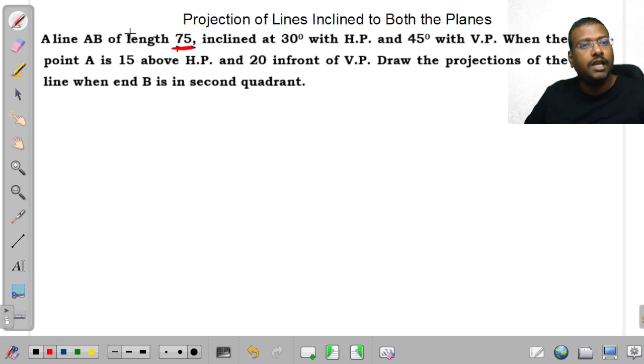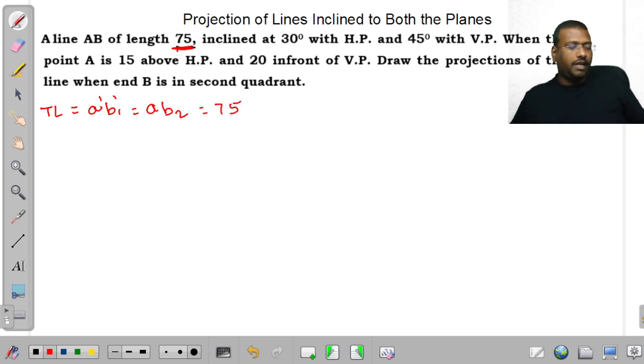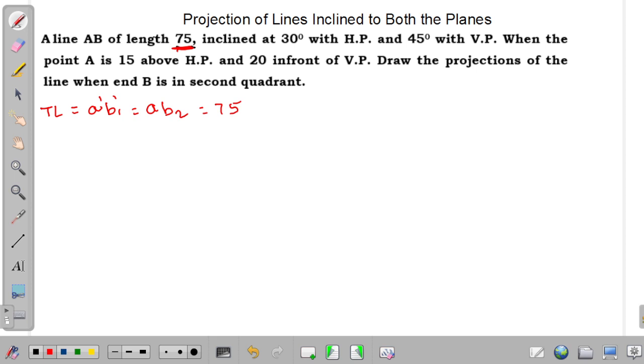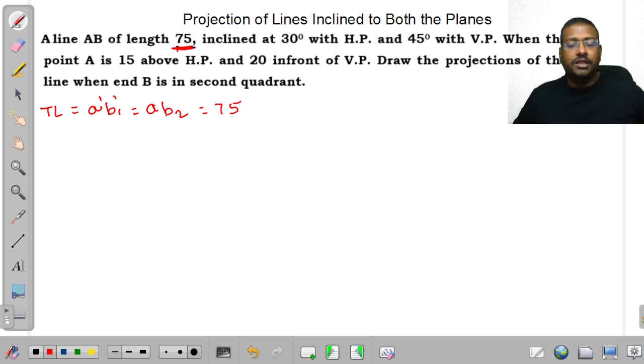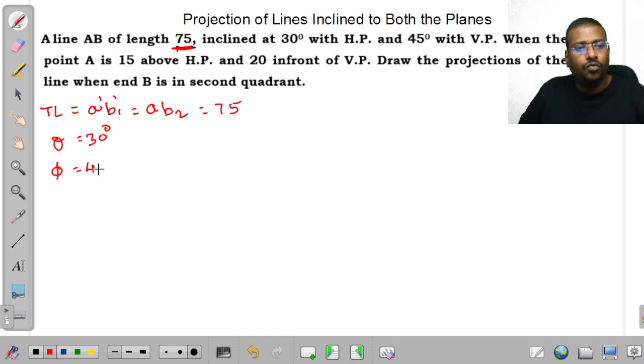So what was given? The length of the line is given, so the true length is given as a dash b1 dash, which is equal to AB2, given as 75. That is okay, sir. What about the other information? It is inclined at 30 degrees to HP. Therefore, theta is given as 30 degrees. HP inclination is always theta. And it is making 45 degrees with VP. Phi is equal to 45 degrees.